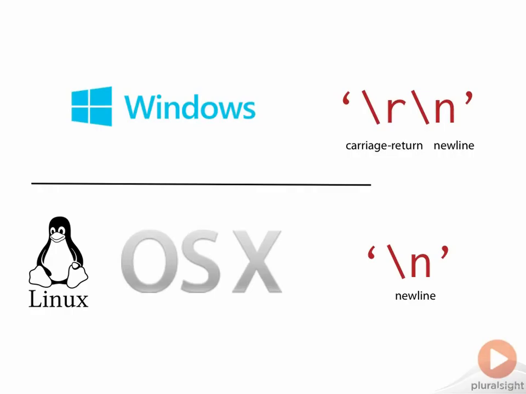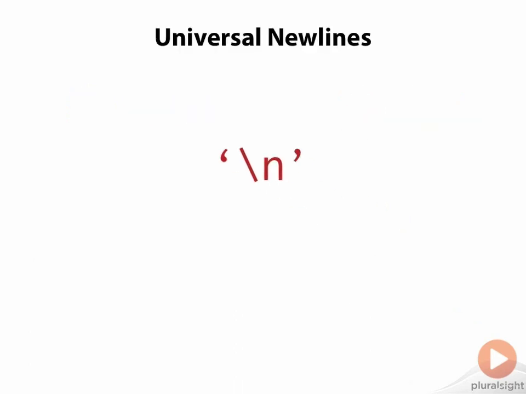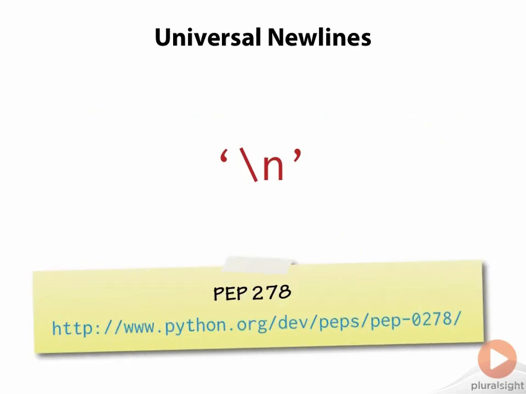If you're working on Windows, you might be thinking that new lines should be represented by the carriage return new line couplet \r\n. There's no need to do that with Python, since Python 3 has a feature called Universal Newline Support, which translates from the simple \n to the native new line sequence for your platform on input and output. You can read more about Universal Newline Support in PEP 278.